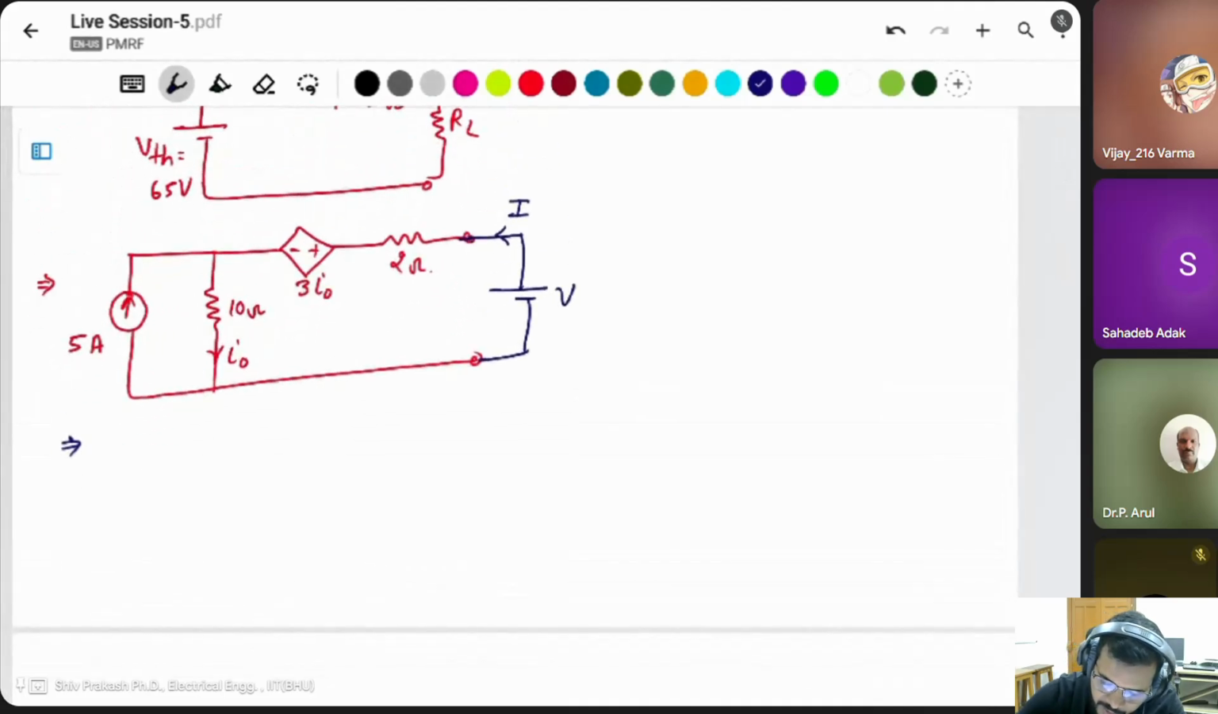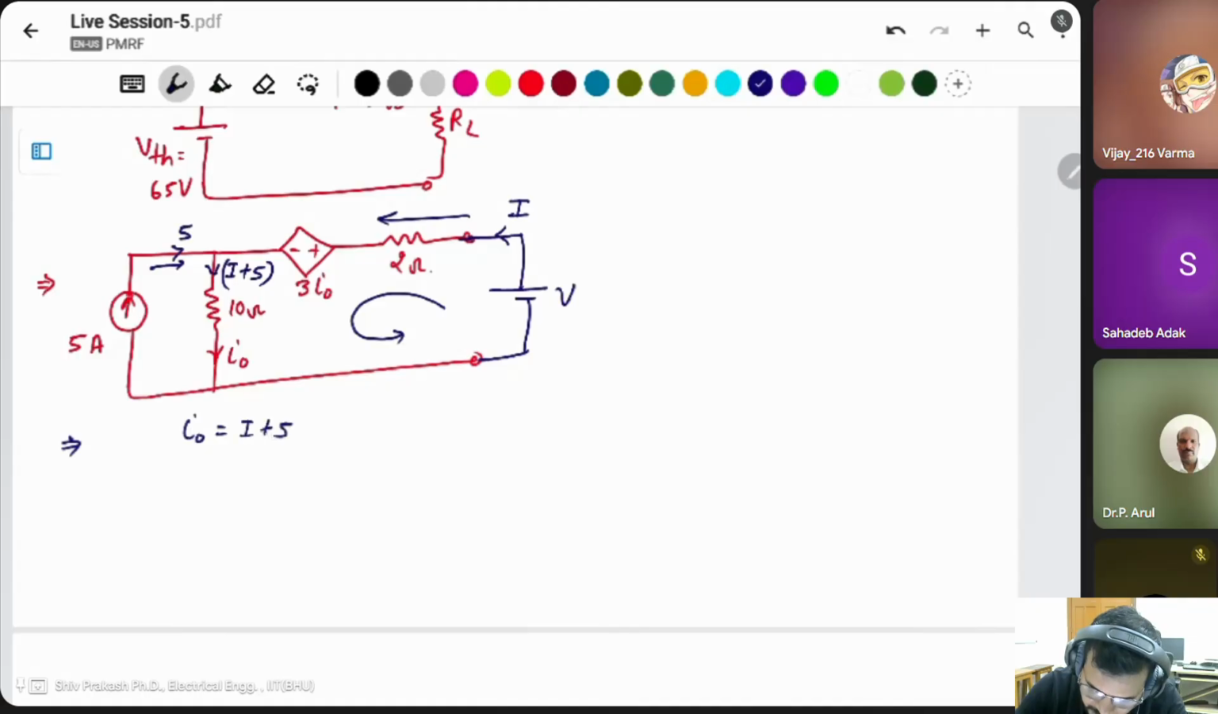In this condition, this current is I, this current is 5 ampere. Then what is this current? I plus 5, because this current is flowing through here, this current is here, then both currents sum here and go to the 10 ohm resistor. Then simply apply the KVL. Then we can say I naught is equal to I plus 5, because I plus 5 is flowing here. Then apply KVL in this loop 1.